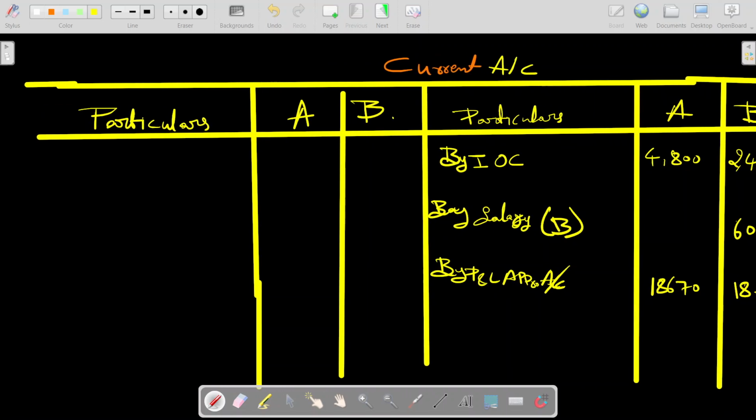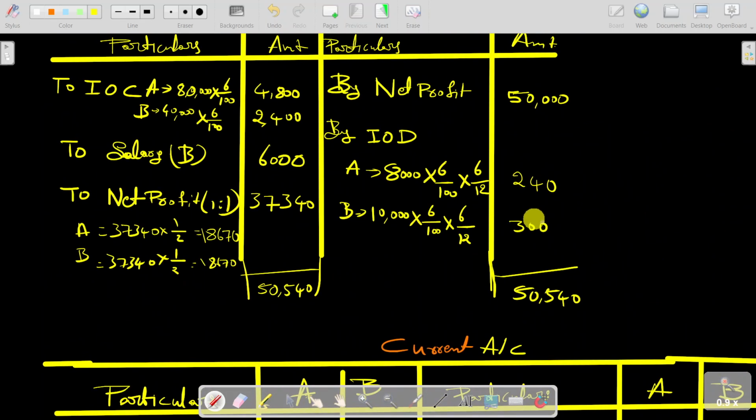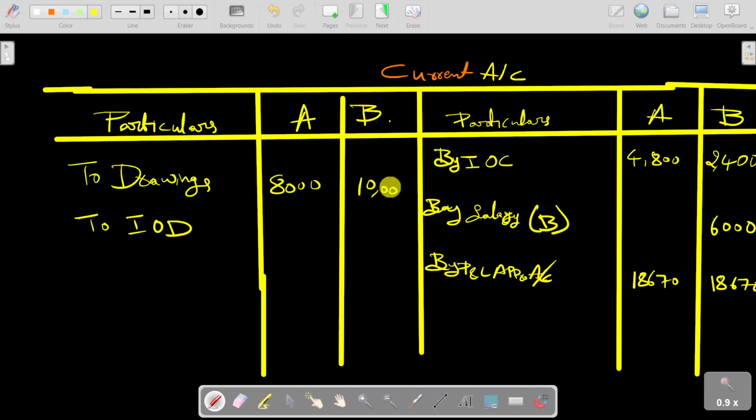And on the debit side, we will record interest on drawings. Along with interest on drawings, we will record drawings also. So how much drawings do they have? A has 8,000 drawings, B has 10,000 drawings, and interest on drawings will be 240 and 300, right?